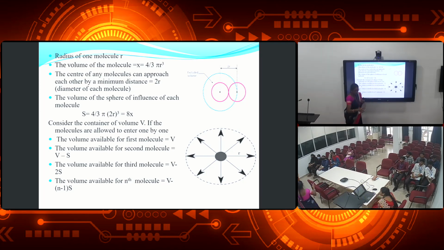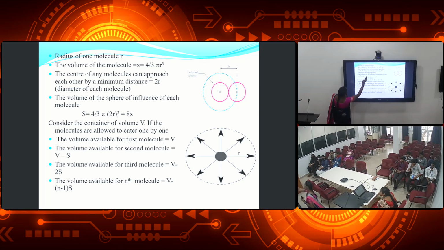Here is one molecule, and here is another molecule. Due to the high pressure, one molecule approaches the other molecule, but the minimum distance should be 2r. Instead of r, we are using 2r. The centers of any two molecules can approach each other by a minimum distance of 2r.